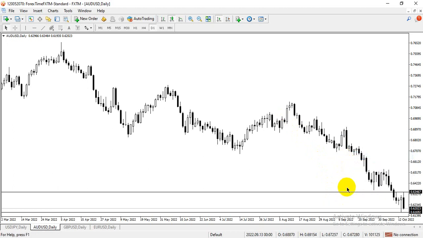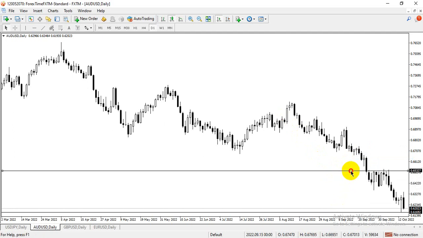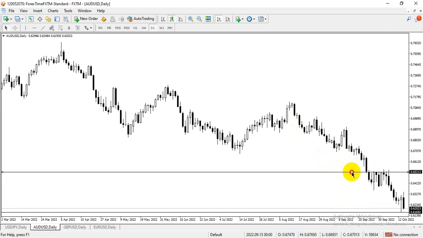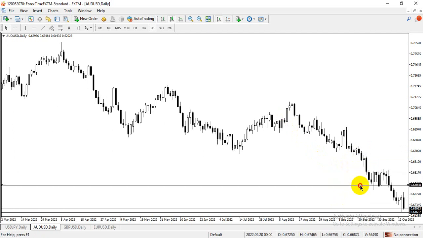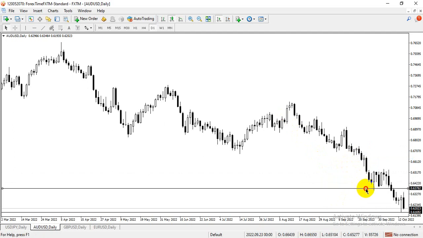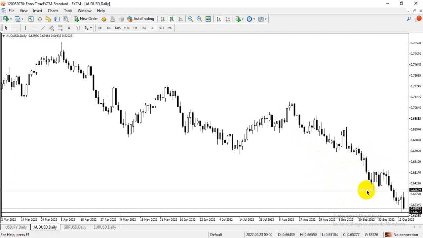Now you can see very clearly that around this area there is a horizontal level, and likewise also this area. Very interesting. Now, very interesting that the market pulled back to that area and it's been rejected. So the question is, what really pulled the market back around that area? You can see this area.